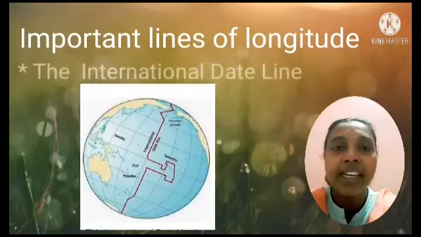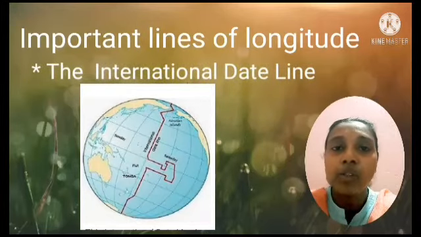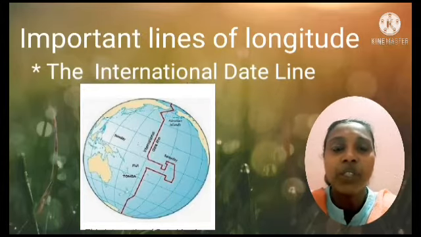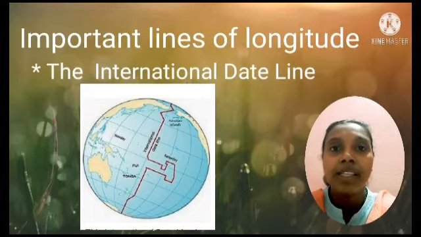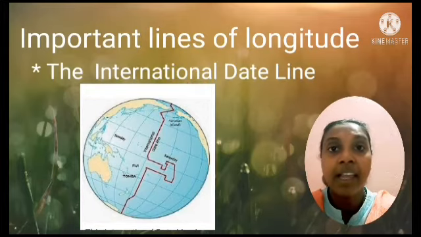Okay. The second important line of longitude is known as the International Date Line or IDL. It roughly follows the 180 degree longitude. This is an imaginary line that marks the border after which the calendar date is changed by a whole day. The places to the east of the International Date Line are a day ahead of the places to the west of the International Date Line.